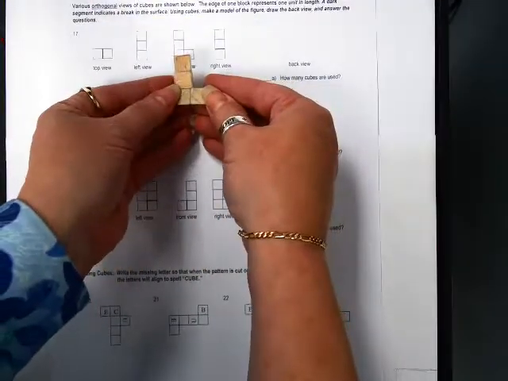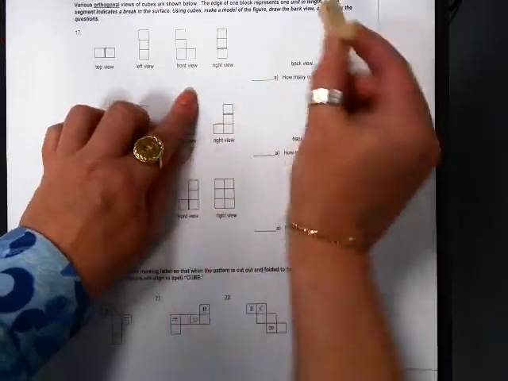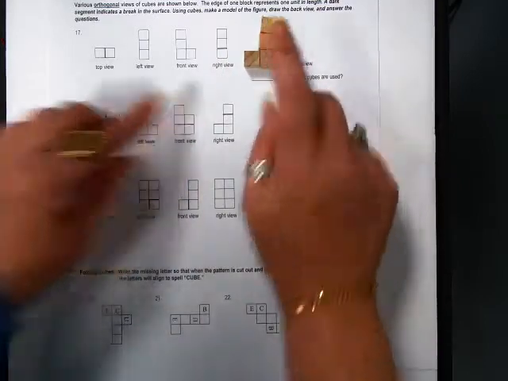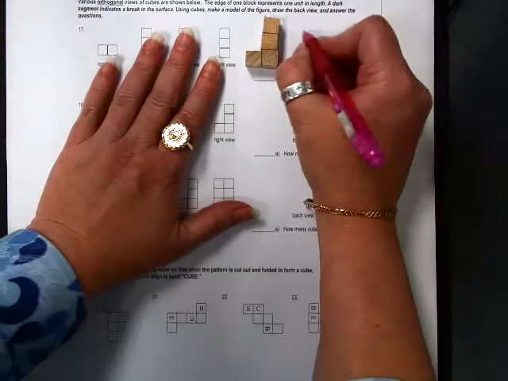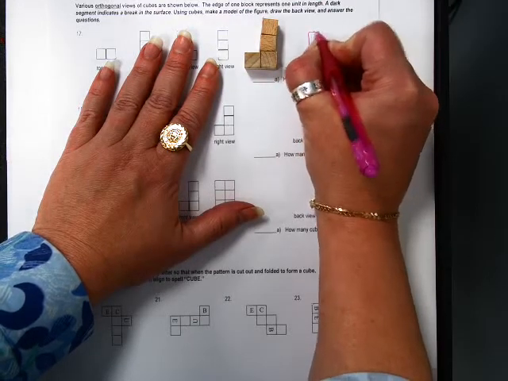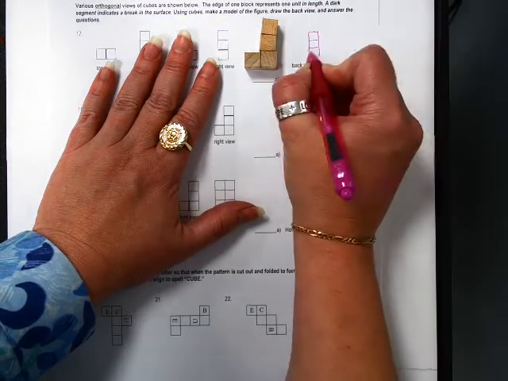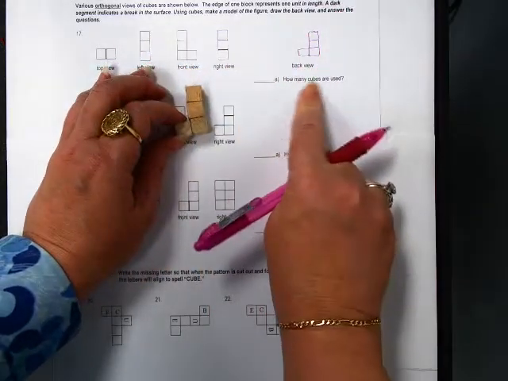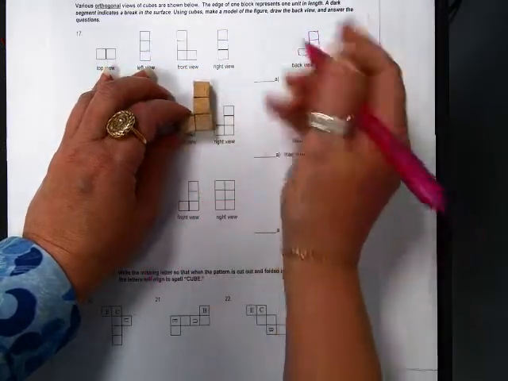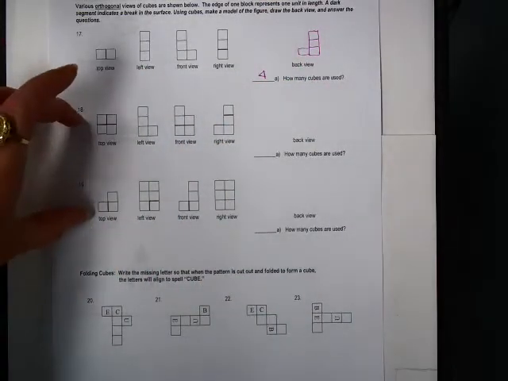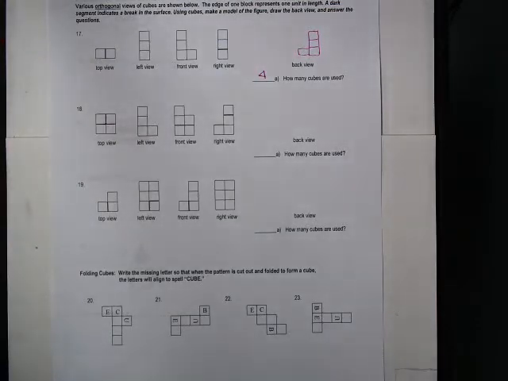Then you look from the top. Does it look the same? Good. Now this is the front view, so if I want to look at it from behind, I have to flip it over. There's the rear view. So they want us to draw the rear view. So I'm going to draw 3 and 1. So that's the back view. And then how many cubes are used? 1, 2, 3, 4. That's 4.